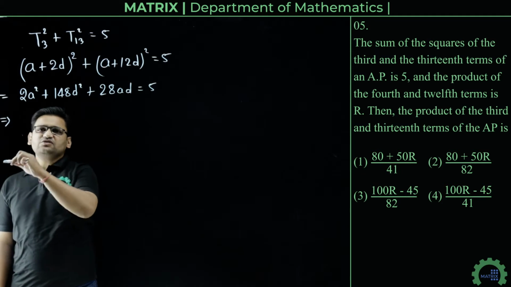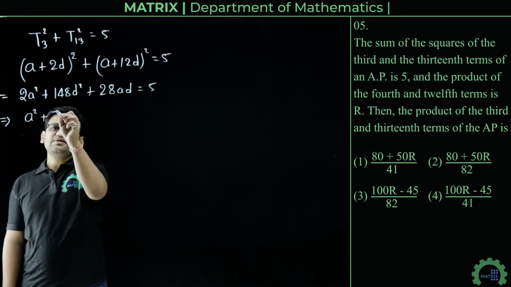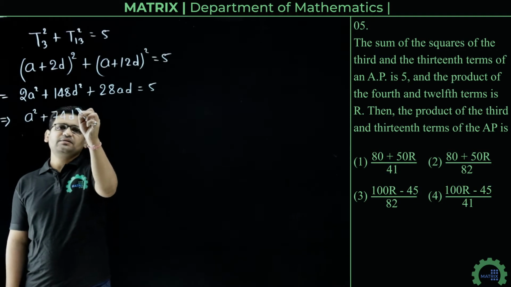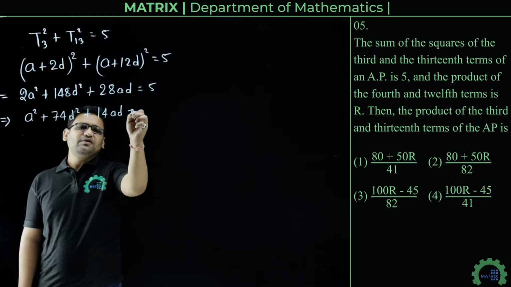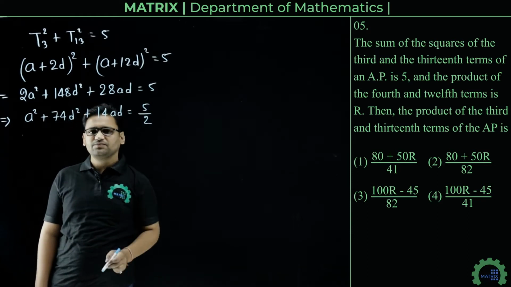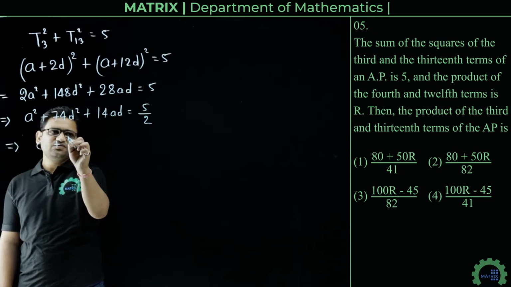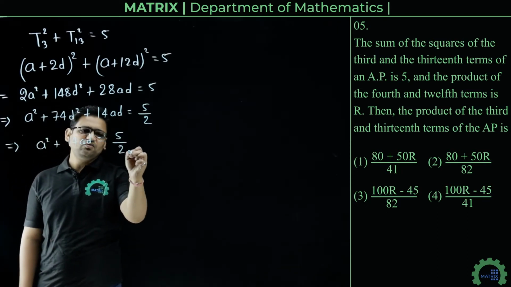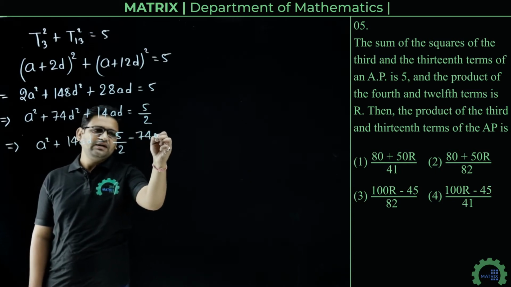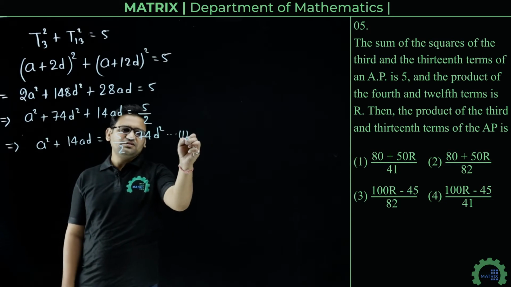And taking 2 as common, we get A square plus 74D square plus 14AD will be equals to 5 by 2. Or we can write A square plus 14AD, that will be equals to 5 by 2 minus 74D square. This is equation number first.